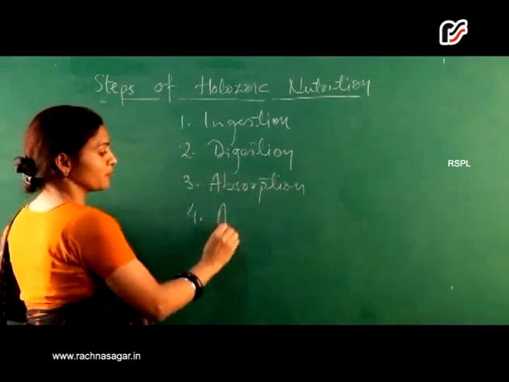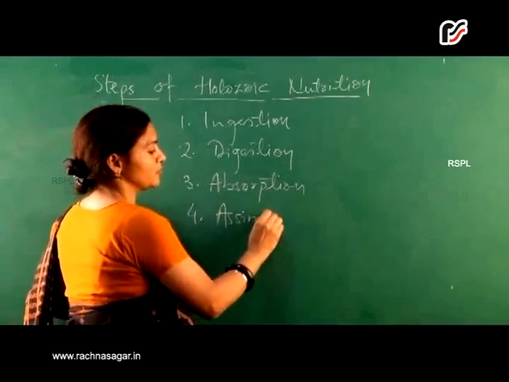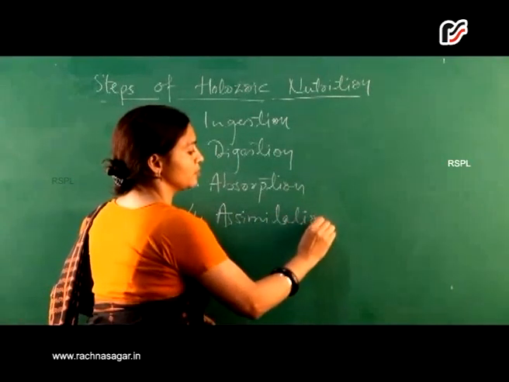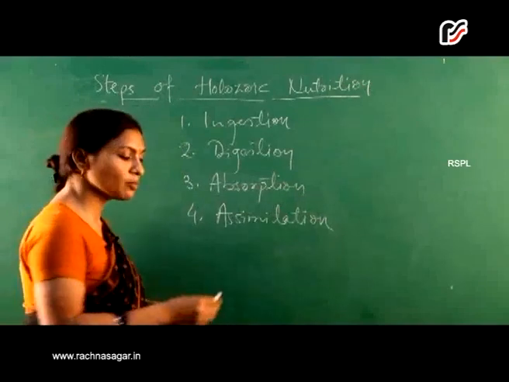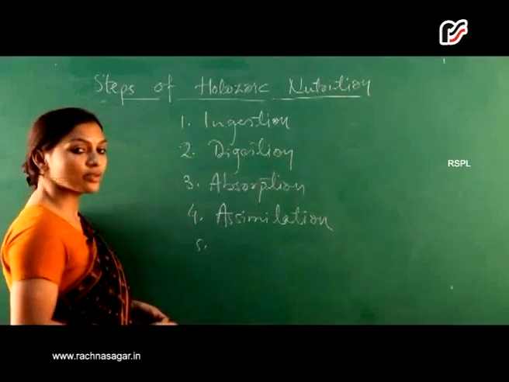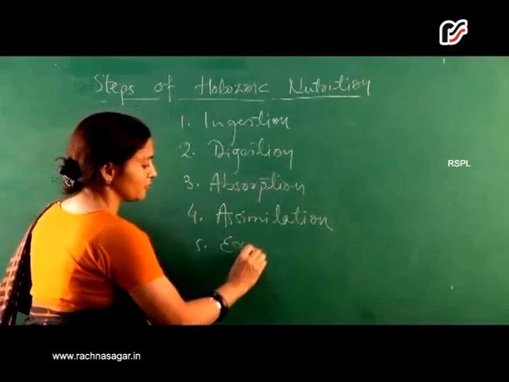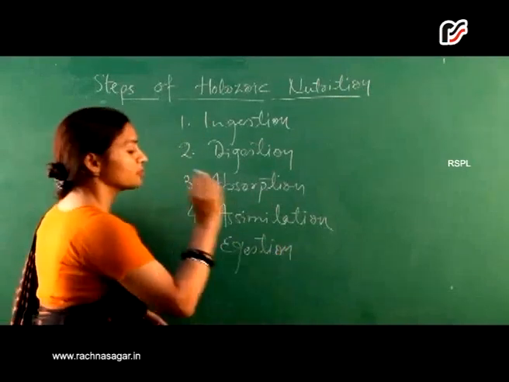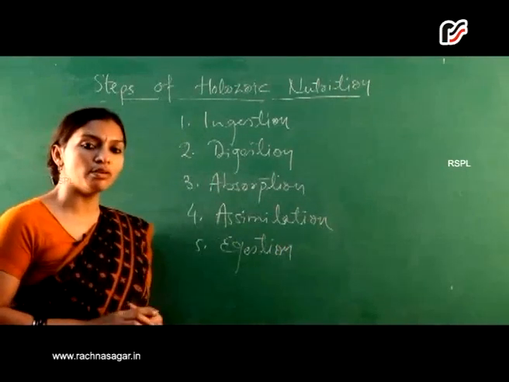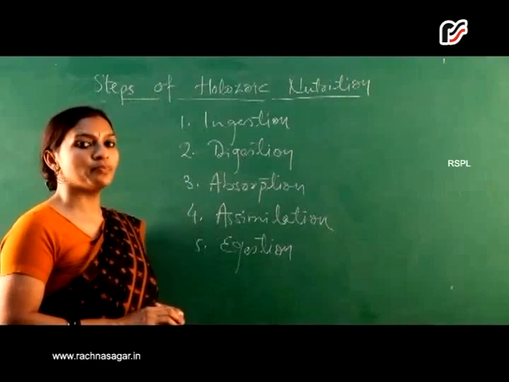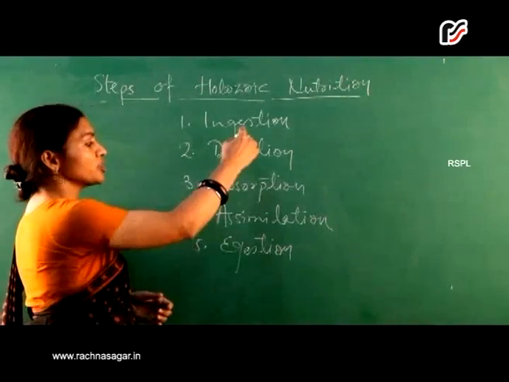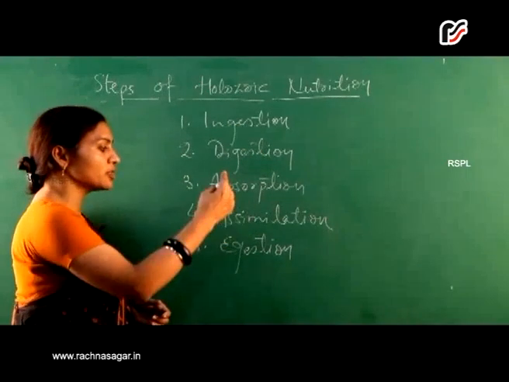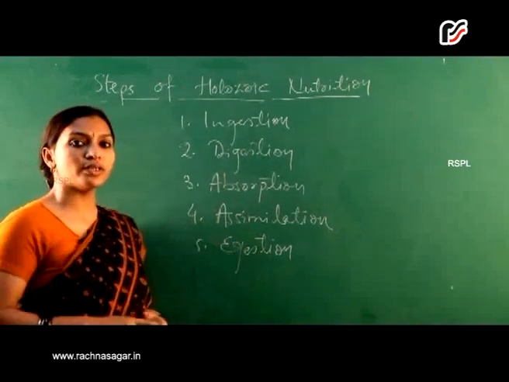Number fourth, assimilation, that is use of food, digested food in the body. And the last one, egestion, that is removal of waste material. So these are the steps in holozoic nutrition: ingestion, digestion, absorption, assimilation and egestion.